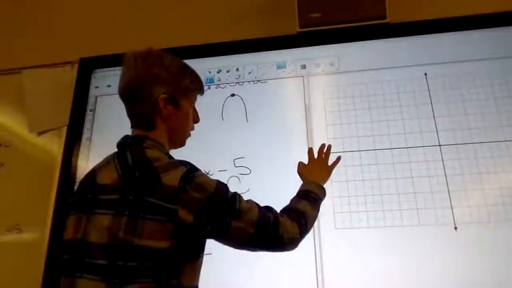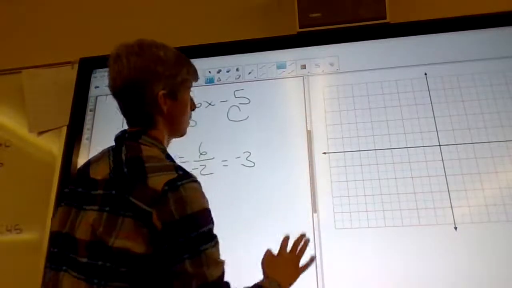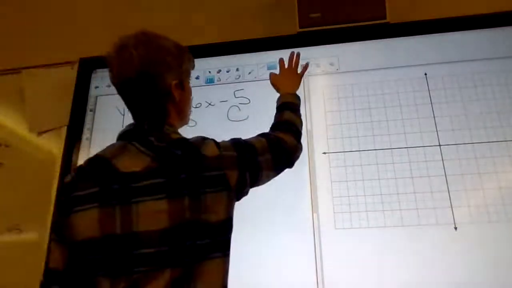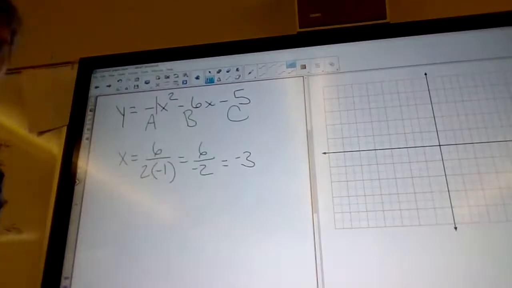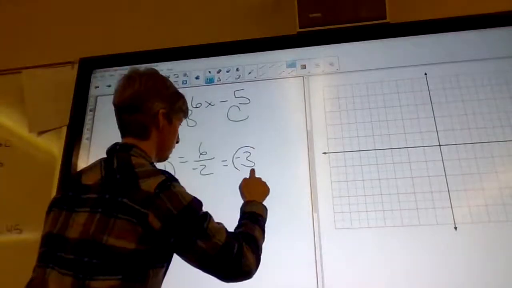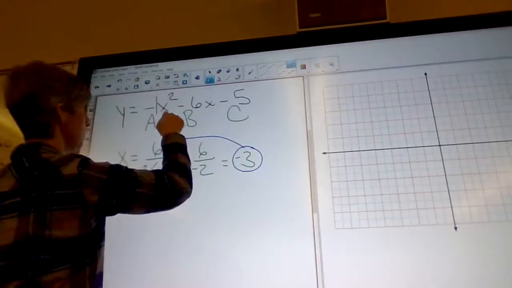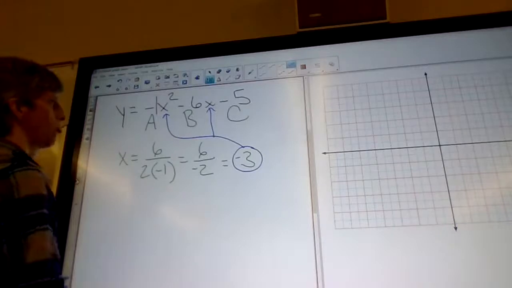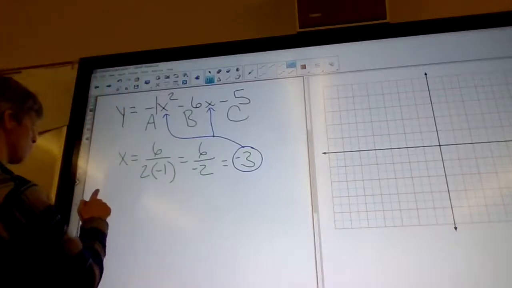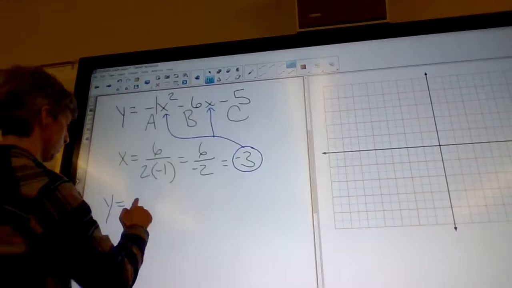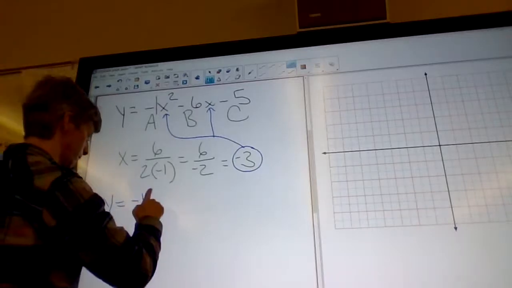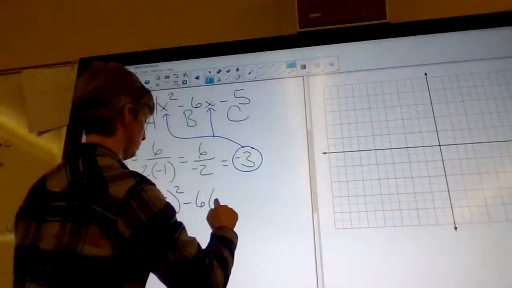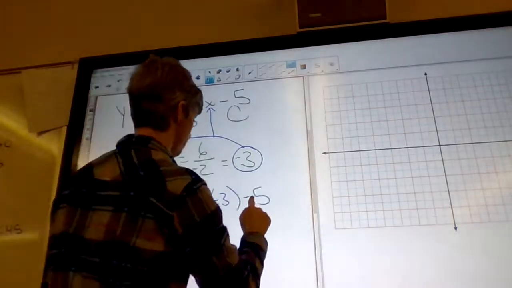Now what you have to do is long and tedious. You're going to stick this negative 3 in for every x in the equation. So I'm going to take this negative 3 and stick it here, and here, and find the y coordinate. I have to remember order of operations. So y equals negative 1, and I need parentheses: negative 3 squared, minus 6 parentheses negative 3, minus 5.